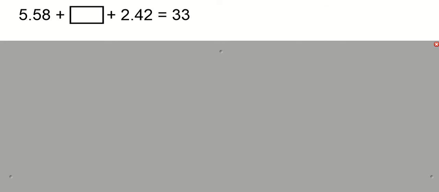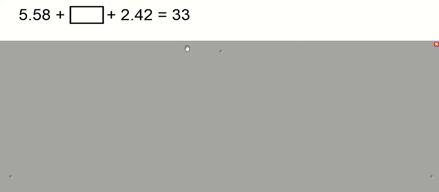So the first question we've got here is an addition question. When we look at this, we've got a box to fill in, which lots of you will probably be a little bit annoyed about because you know you're going to have to do the inverse, which means the opposite. So we've got two numbers that we know. If we add those two numbers to a missing number here, we'll get the answer 33.